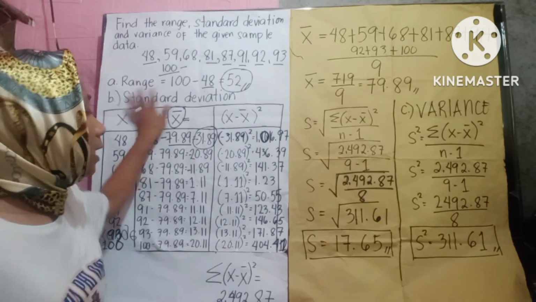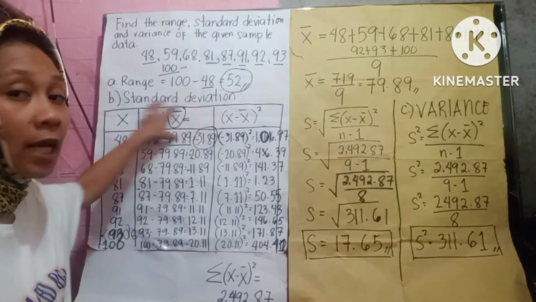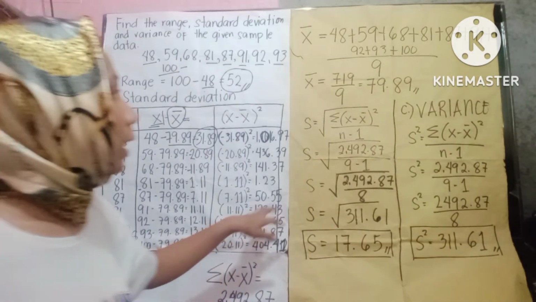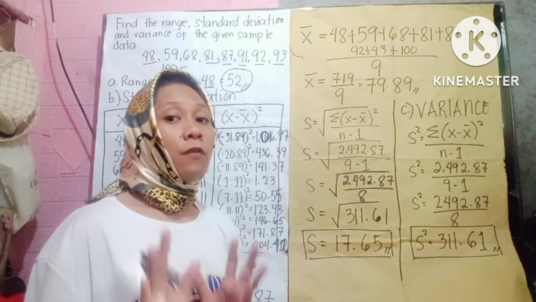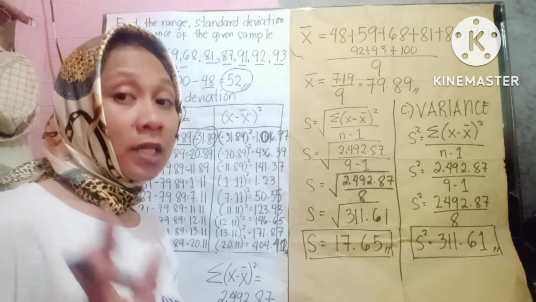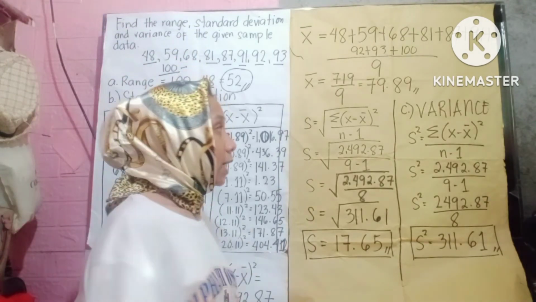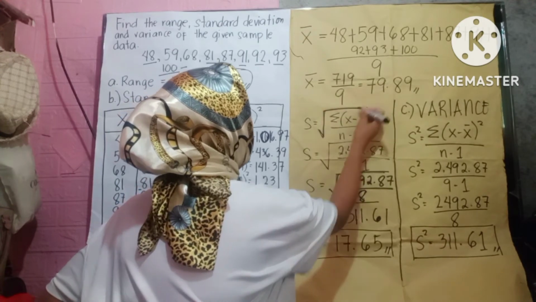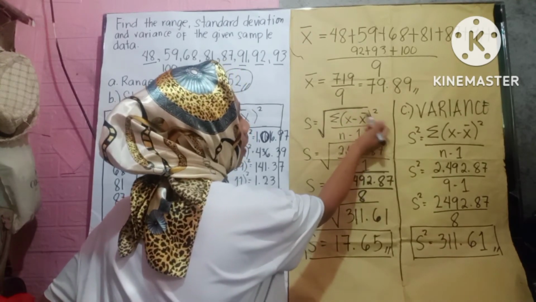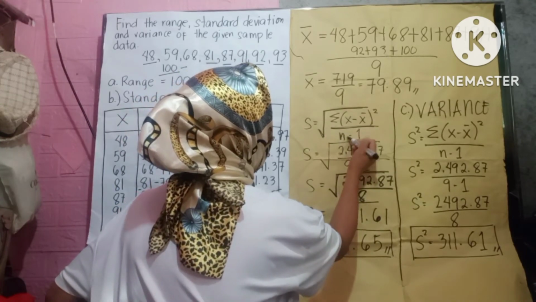So, nakuha na natin lahat ng column. Para makuha natin yung standard deviation, kumpletuhin muna natin yung nasa table. Okay. So, dito na tayo pupunta sa standard deviation. So, ang standard deviation of the sample, kasi sample ang binigay na given. So, ang gagamitin ko ngayong formula is S is equals to square root of summation of x minus x bar squared over n minus 1.